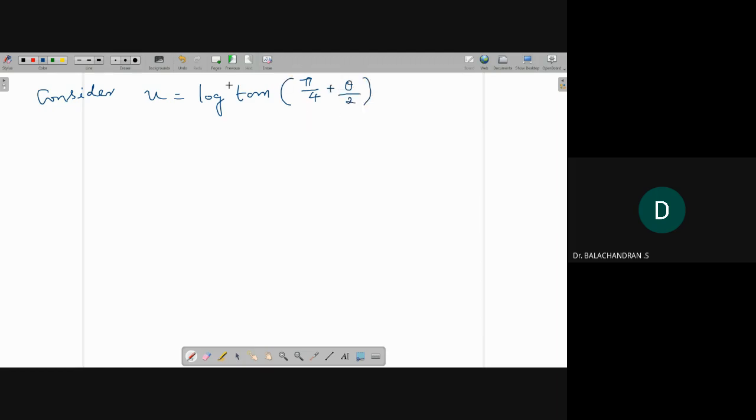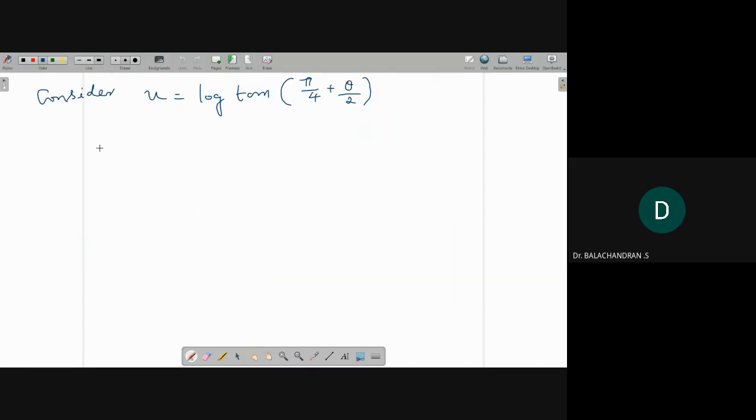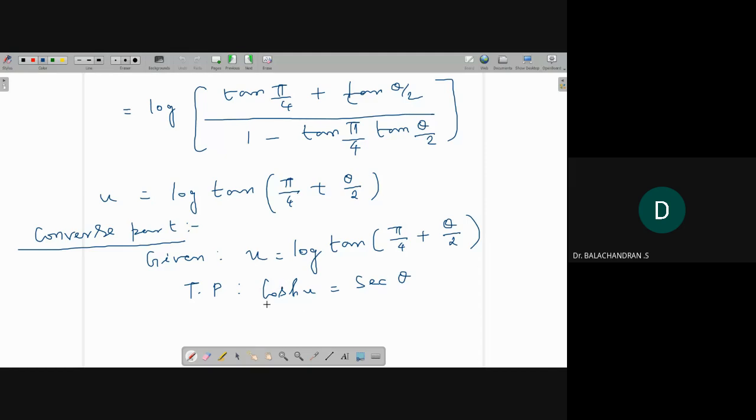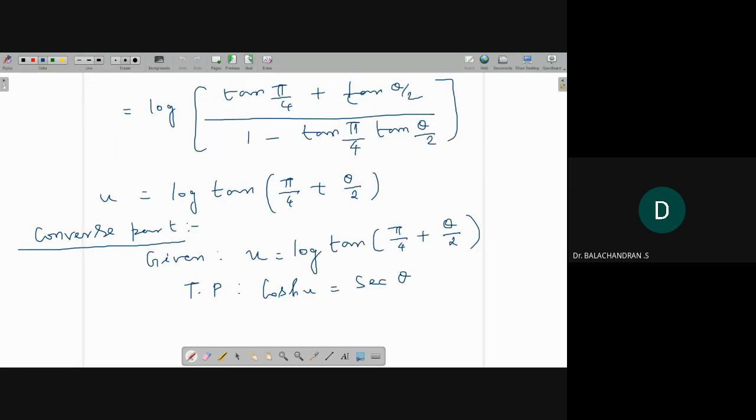Okay, now what I need is cosh u equal to secant theta. So first I am going to write e power u, because cosh u you can write as e power u plus e power minus u by 2. So I am going to first find e power u, then find e power minus u, then add them and divide by 2, and then prove that it is equal to secant theta. So that is my idea.